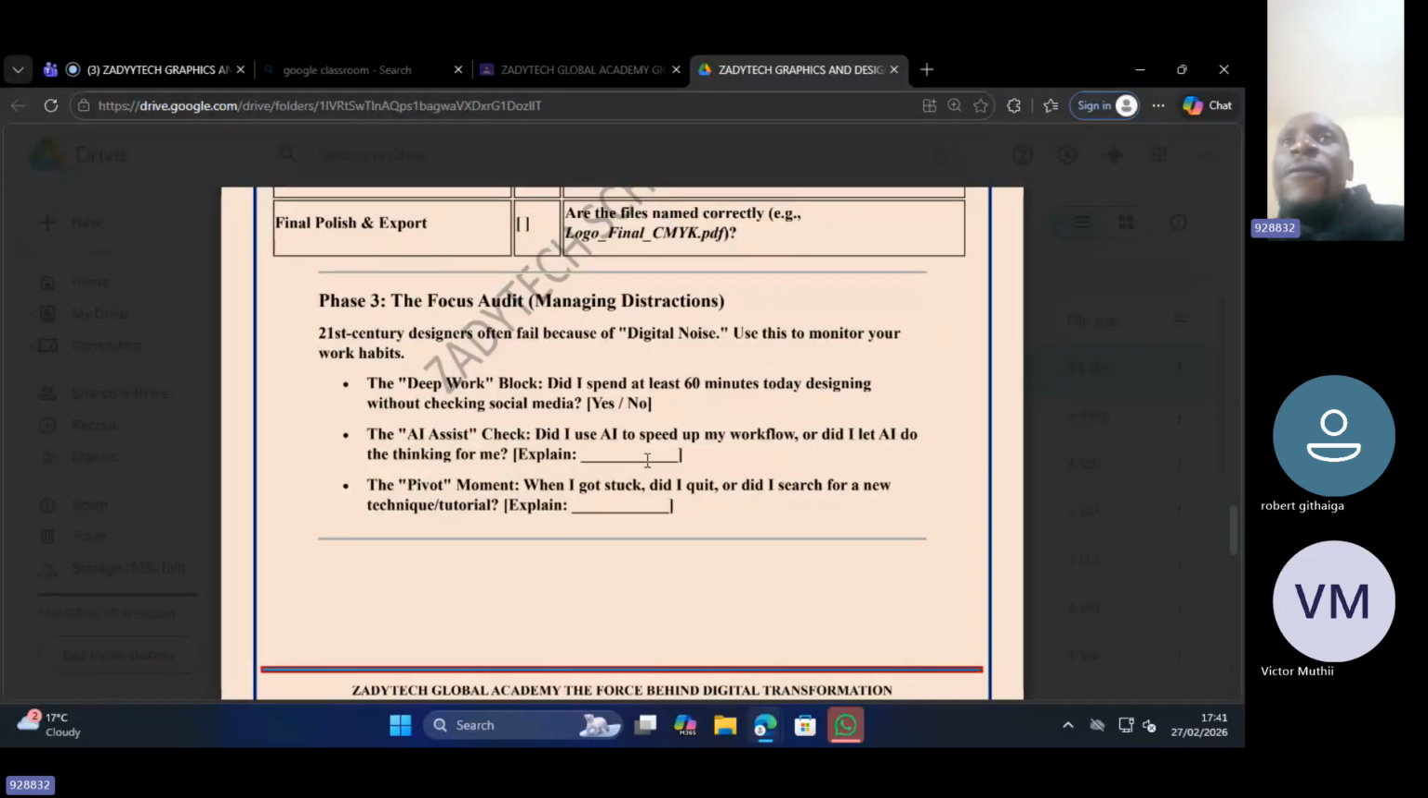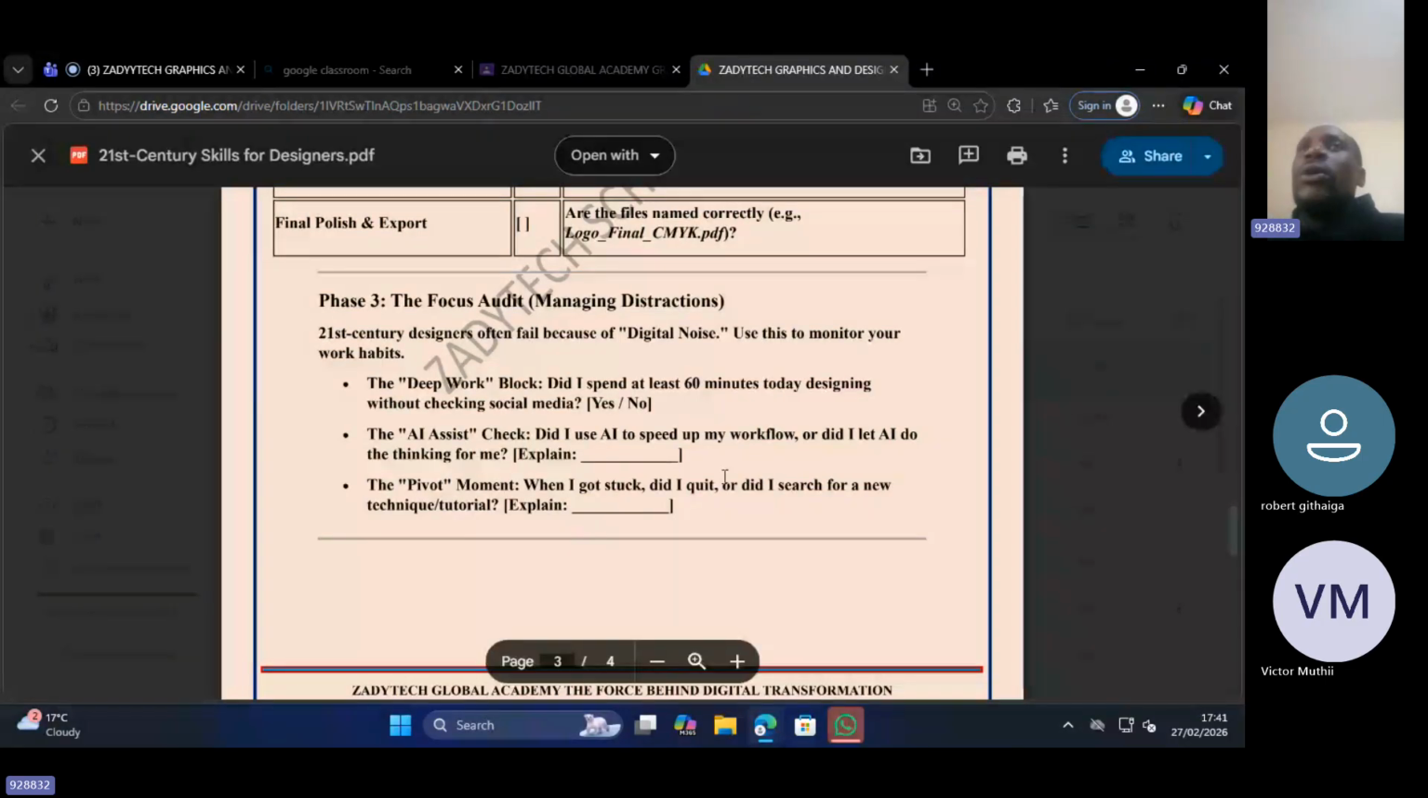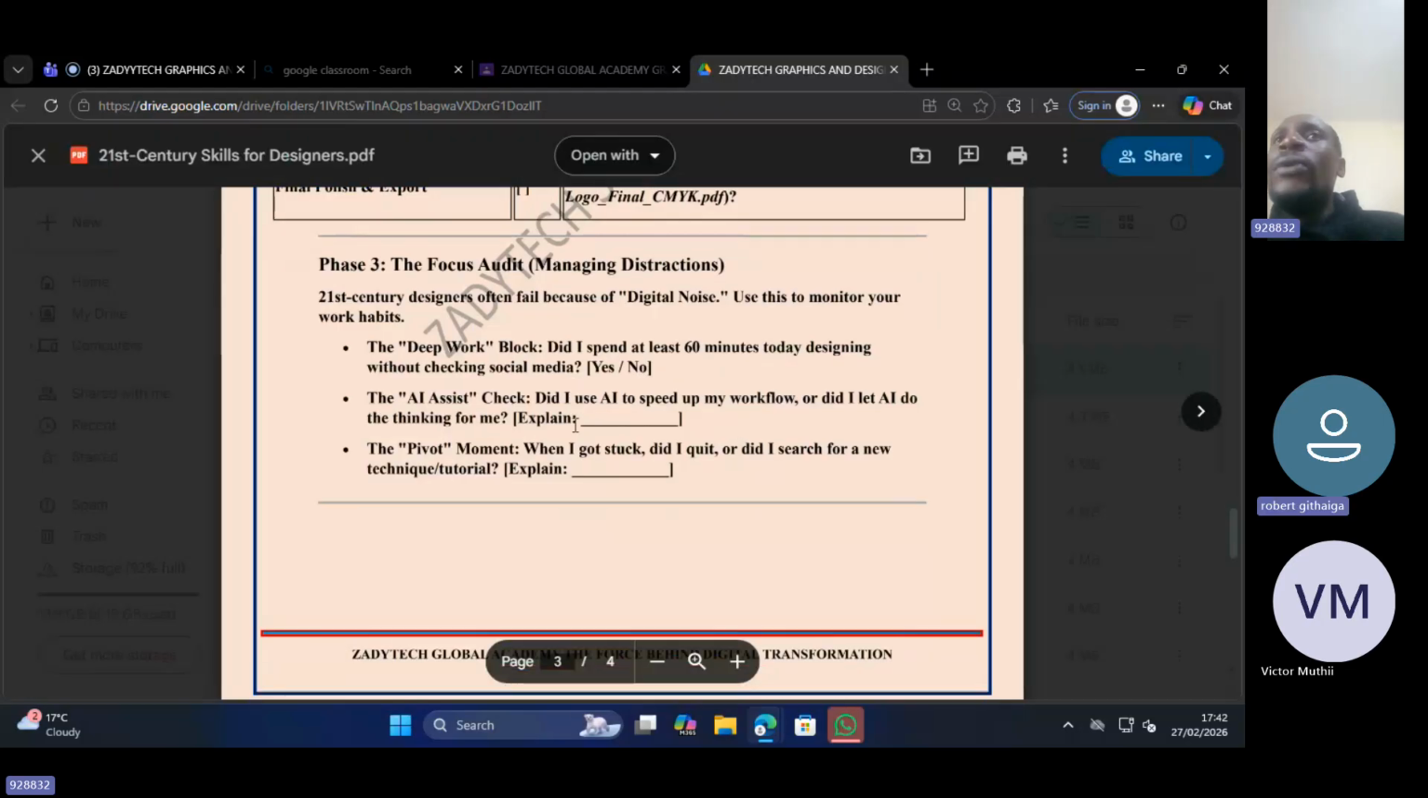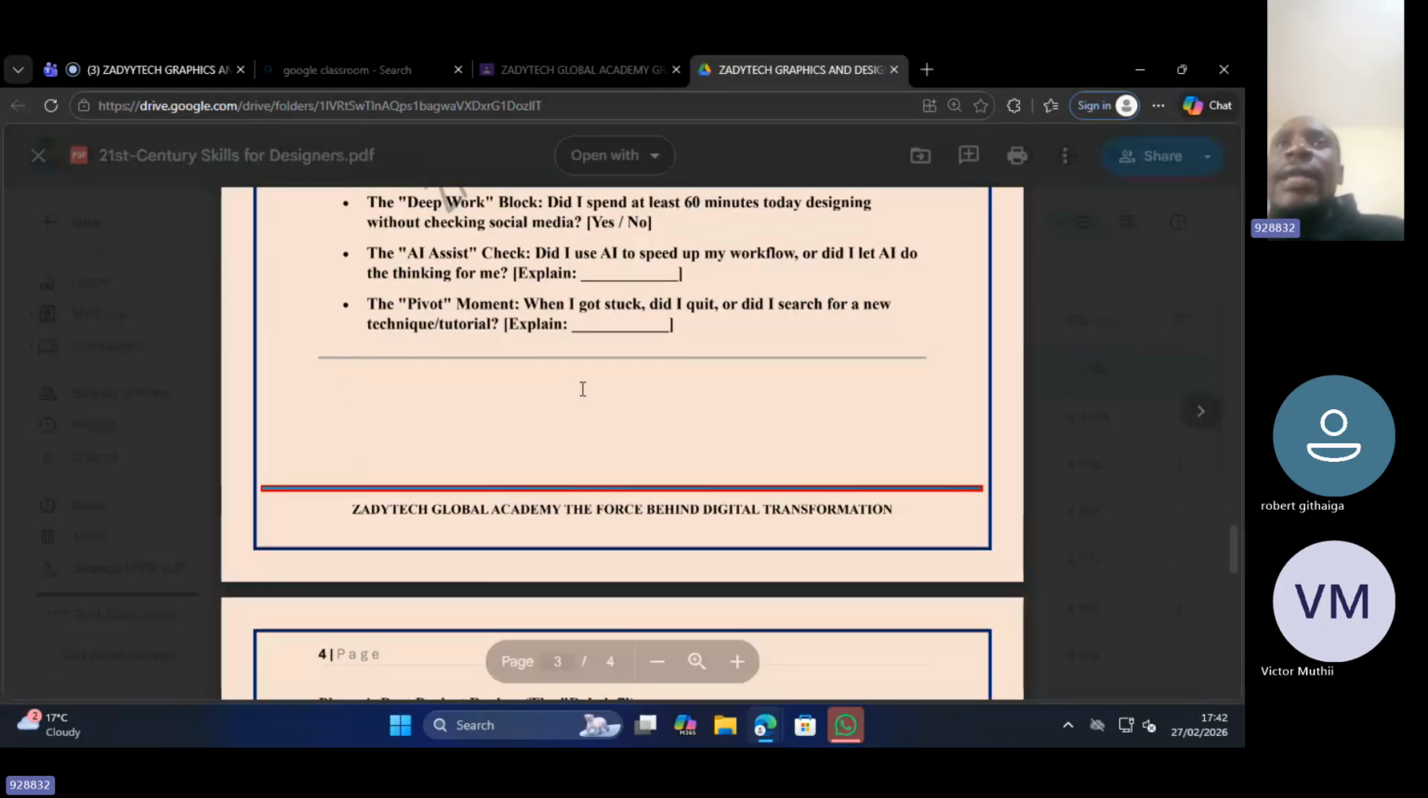Then you have the pivot moment. When I got stuck, did I quit or did I search for a new technique or tutorial so that I can jumpstart my designing again? So make sure that you don't give up on a design. We have information surrounding us all over the internet. Make sure that you find the solution to that particular problem. You don't solve a problem by running away from it. You simply have to face the problem, handle the problem, and navigate your way through in case you find any challenge while designing.